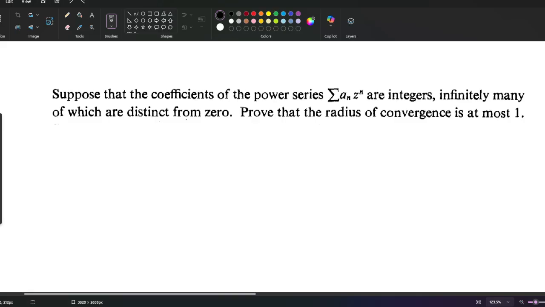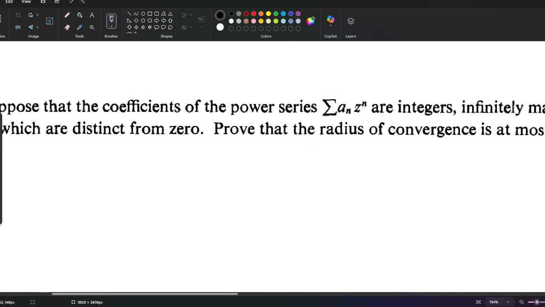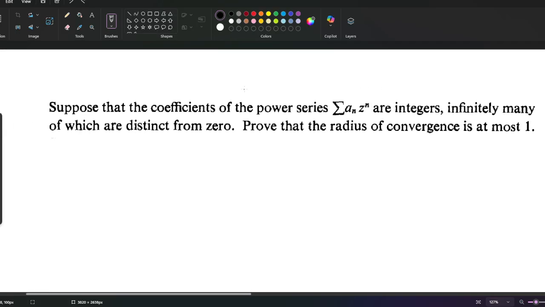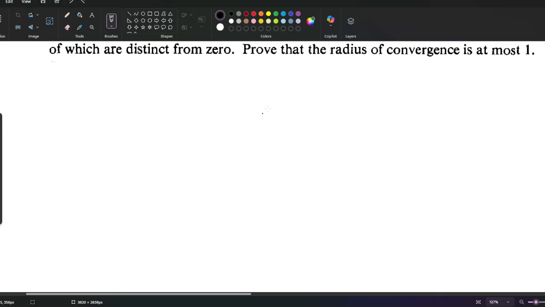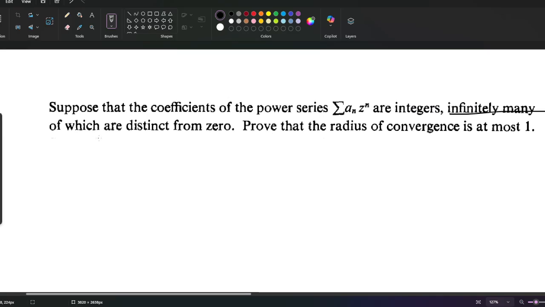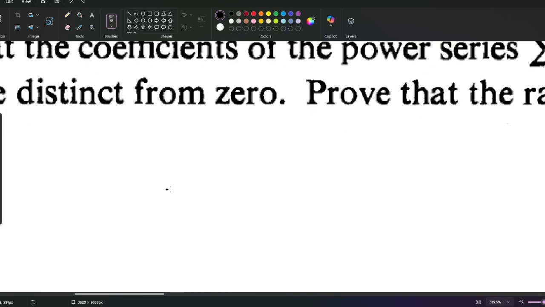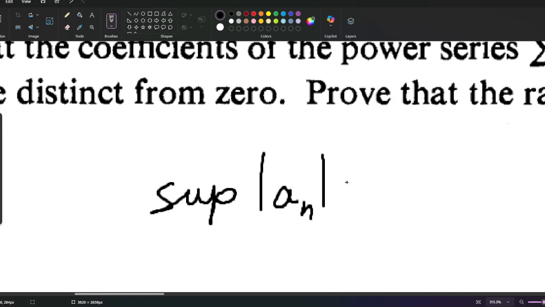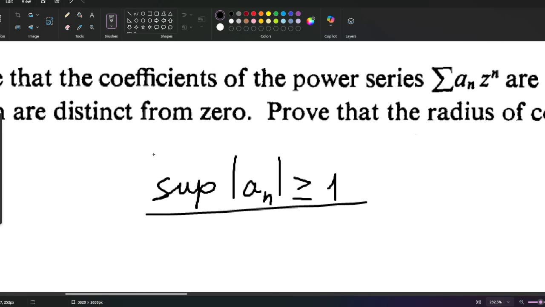So we need to show that the radius of convergence of the power series, with the sequence a_n having infinitely many integers distinct from 0, is at most 1. Since there are infinitely many a_n that are distinct from 0, we could say that the supremum of the absolute value of a_n is greater than or equal to 1. That's something we know for sure.